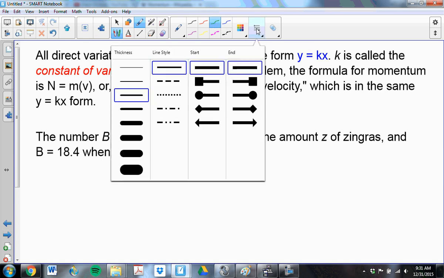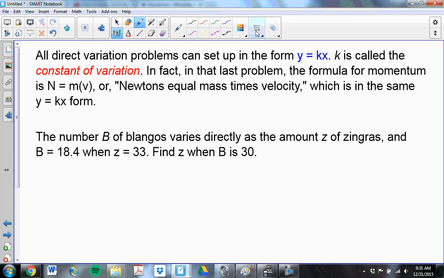Just like we talked about in that last problem, momentum is really calculated as mass times velocity. Newtons equal mass times velocity. Newtons equal m times v. So it's like n equals mv is the same as y equals kx. And you just define y to be your newtons and x to be your velocity.